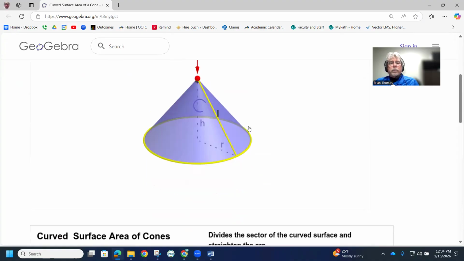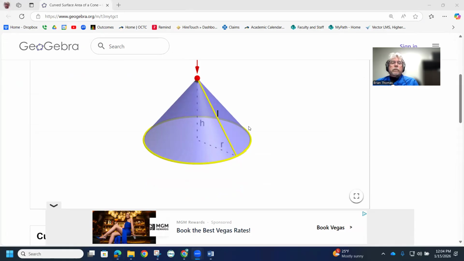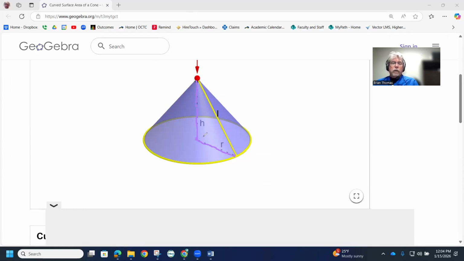So notice how in the original position of the cone, we have the height of the cone, which is the distance from the top of the cone to the center of the base. We also have the radius, which comes out from the center of the base out to the edge of the cone. And we also have this slant height, which is the distance across the slanted part of the cone. Notice how this is a right triangle.